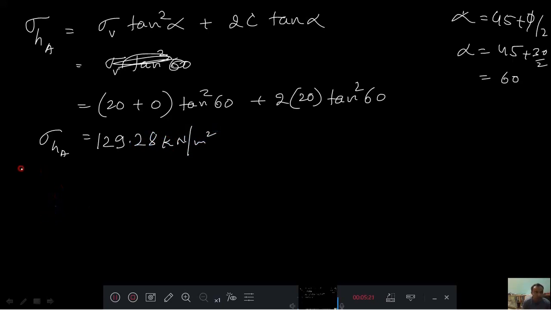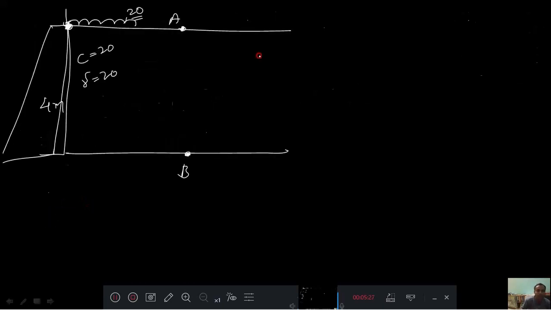Okay, then sigma h at B. I will draw that 129.28. That is positive because it is passive. This is 129.28. This is my reference line. Let it be a dotted line. Now at the bottom, how much is it?